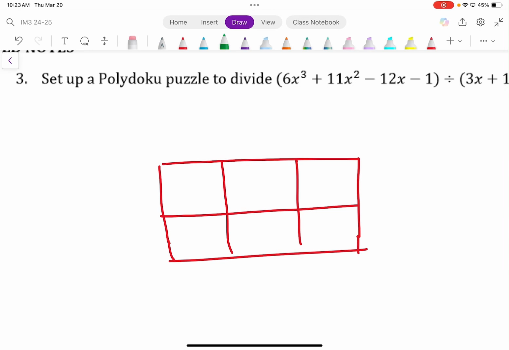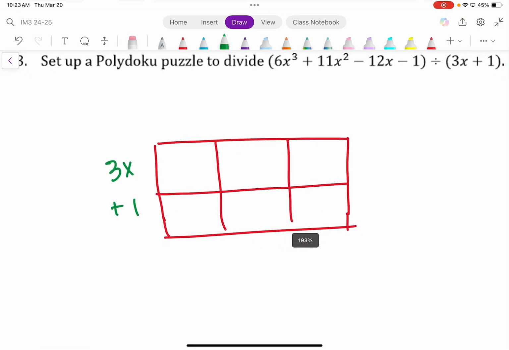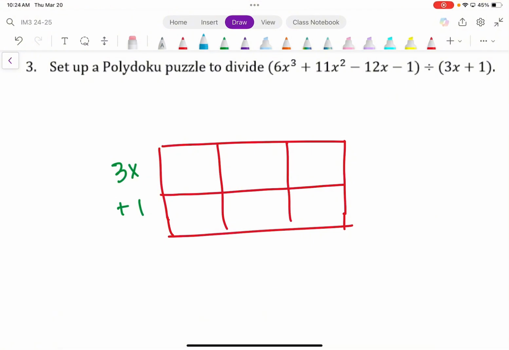Take your factor, write it on the side: 3x plus 1. Next, take your answer and write it down here: 6x to the third power plus 11x squared minus 12x minus 1. Remember that there must be a number underneath each column. If you are missing a number, fill it in with a 0. Okay. Let's fill this in.